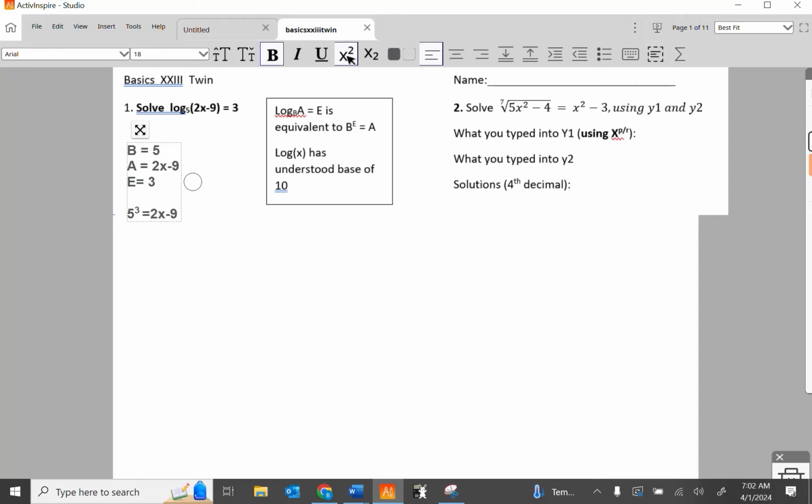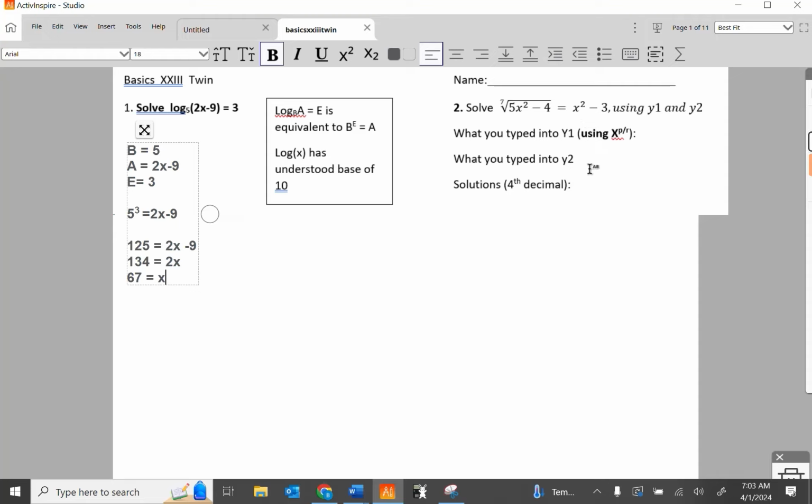Now, I probably saw about 8 kids just stop here, and I don't know why you would stop there, because 5 cubed is 125. Push buttons in a calculator if you have to. Now we're going to add 9 to both sides. That'd be 134. Then we're going to divide by 2, which should be 67. I think so.